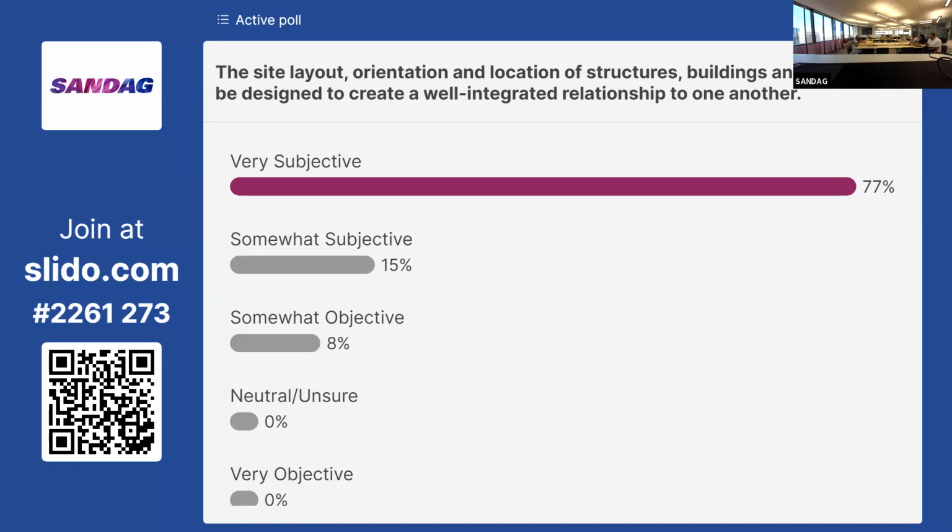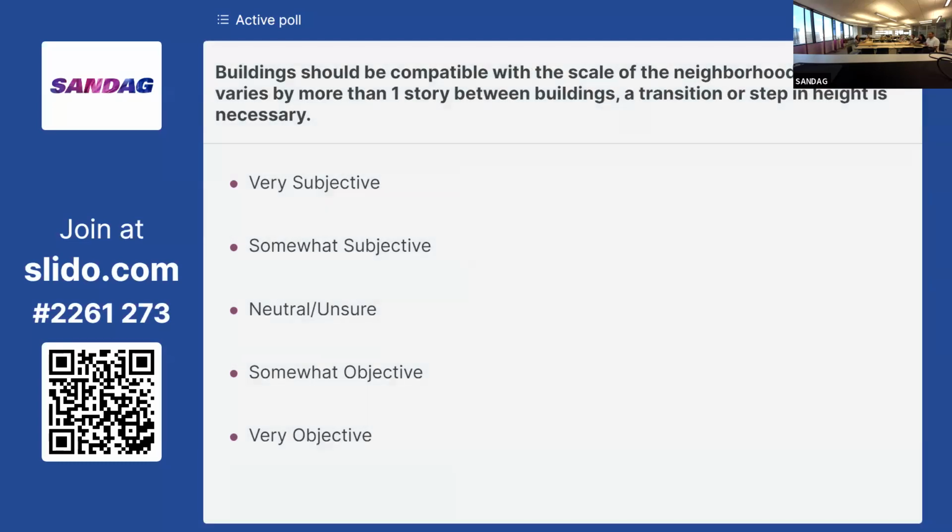All right. I think we can move on to the next one. Buildings should be compatible with the scale of the neighborhood. If height varies by more than 1 story between buildings, a transition or step in height is necessary.